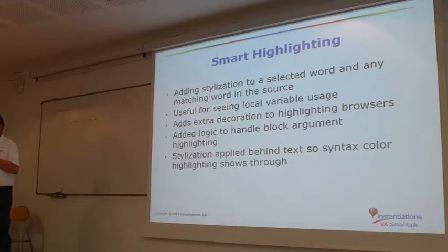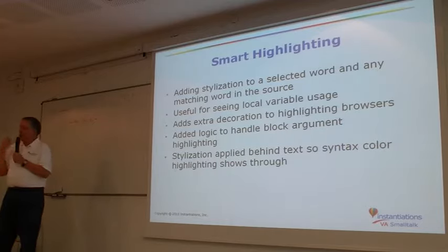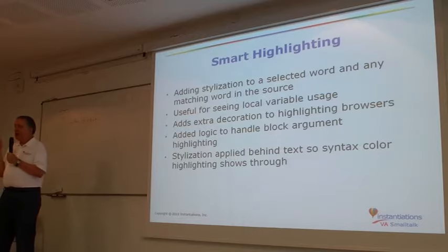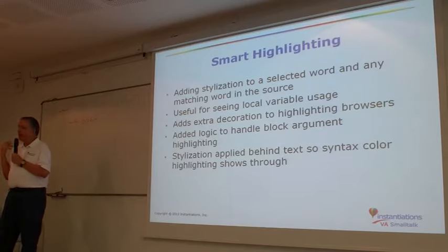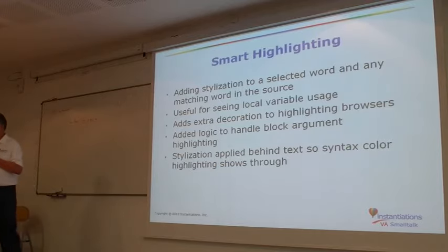Now, we've talked about a lot of different stylizations here because we're smart highlighting and we're highlighting for this and we're highlighting for that, so there has to be a way to combine this. And we do this through alpha blending to make some of the highlighting transparent so that what's behind it shows through, to combine the different kinds of highlighting.